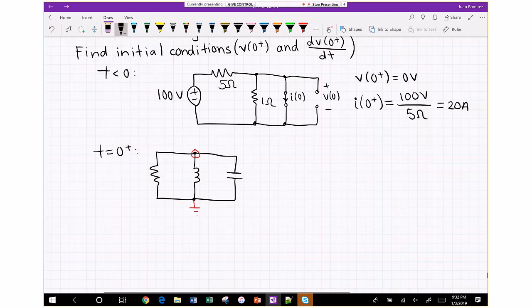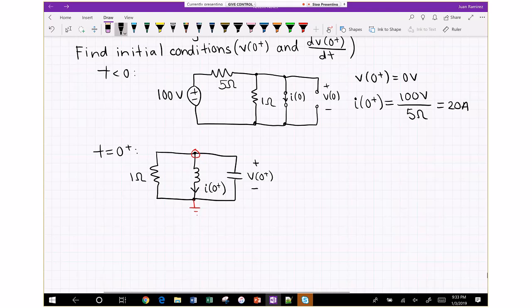Okay, so now we are going to say the voltage across the capacitor is equal to what it was before, because it can't change instantaneously. The current through the inductor also can't change instantaneously. So what could we say here?